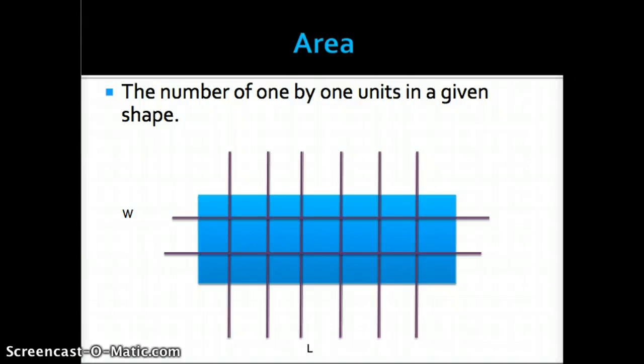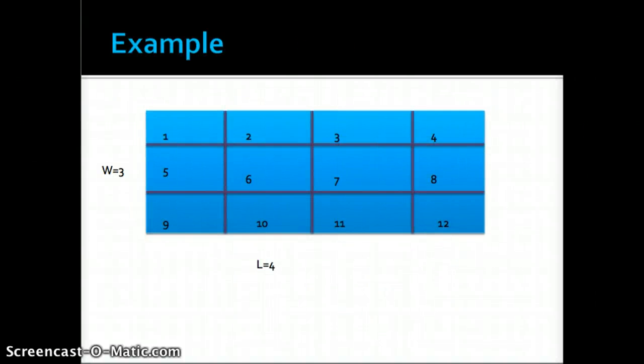For an example of this, we can use this rectangle, in which we have W equals 3, L equals 4, and you can see that there are 12 1 by 1 squares. So this proves that if you take W times L, which is 3 times 4, you get 12.